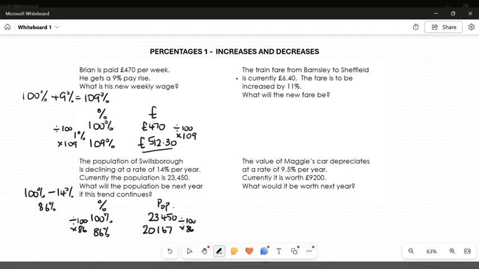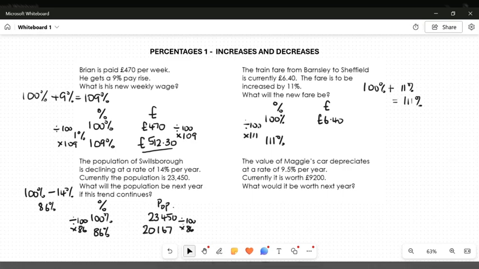Okay, right, so the first one. The train fare from Barnsley to Sheffield is currently £6.40. It's going to be increased. So 100%, it's an increase, so we add on 11%. That's going to give us 111%. So let's set up our proportion table. Percentages, and it's a cost, so it's pounds. The original fare, which is 100%, is £6.40. We want to know what it will be when it's got to 111% of that. So divide by 100 times by 111.